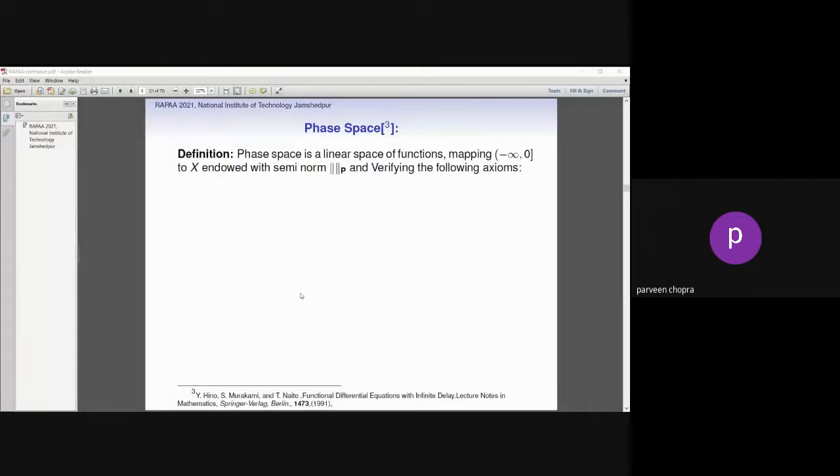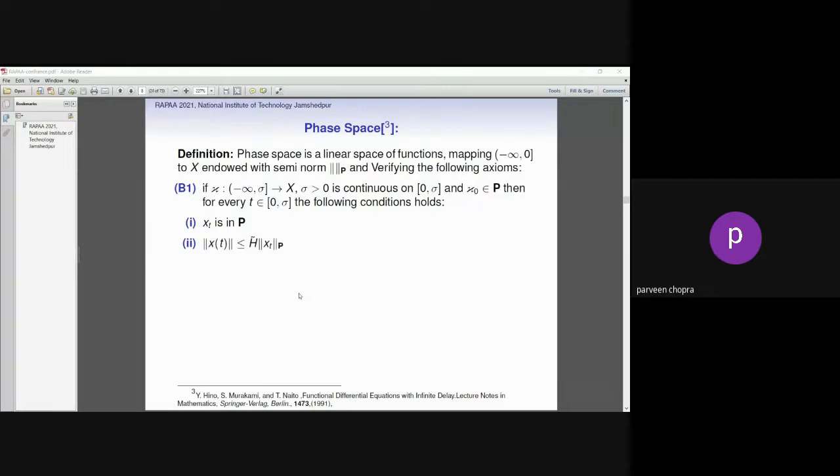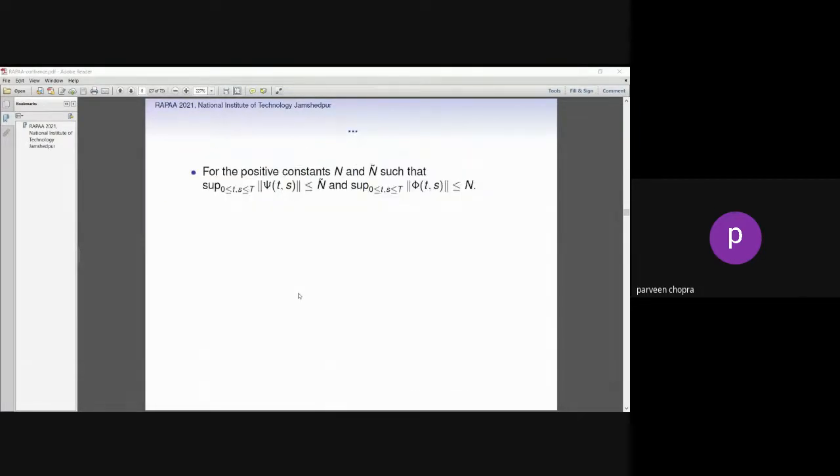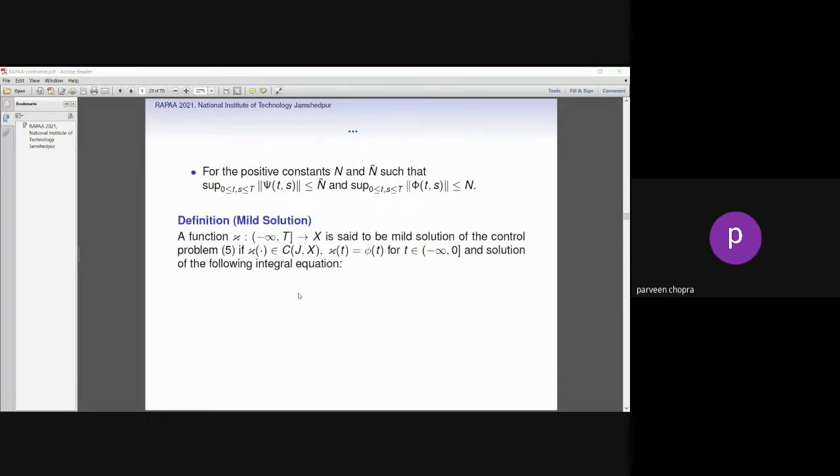The phase space is a linear space of functions mapping from minus infinity to 0 into a Banach space X, having a semi-norm and verifying the following axioms, B1 axioms and B2 axioms. Under these assumptions, we assume that the cosine family is bounded by the constant M tilde. And now we define the mild solution of the problem phi.